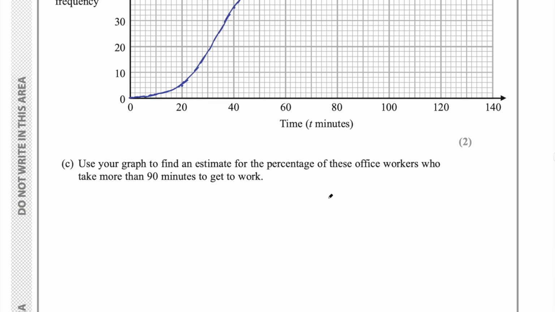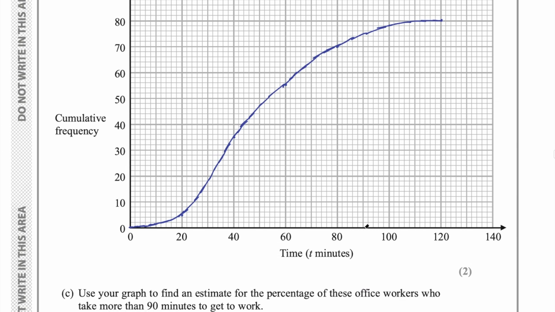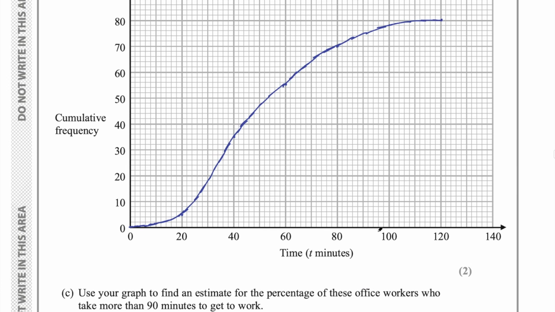The way we do this with cumulative frequency graphs is we look at the time, we find 90 minutes on the time axis, and I'll get a different color here, and then go up to the graph. So draw a straight line up to the graph, and then go across to the cumulative frequency axis, and that will give you your estimate. So this is saying below 90 minutes, there's about, what would that be, about 75 people.